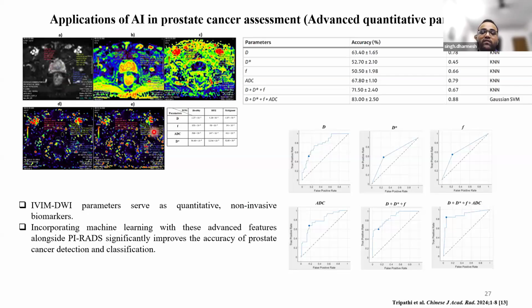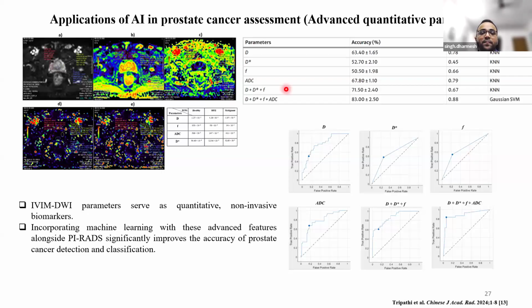These are the diffusion weighted imaging maps. The D map shows lower values in malignant tissues, reflecting the high cellularity. The D star map, the pseudo diffusion coefficient, is more variable and linked to perfusion. The F map is the perfusion fraction, which is reduced in cancerous regions. And ADC, derived from the mono-exponential model of diffusion imaging, shows that malignant lesions have lower ADC compared to healthy tissue and BPH.